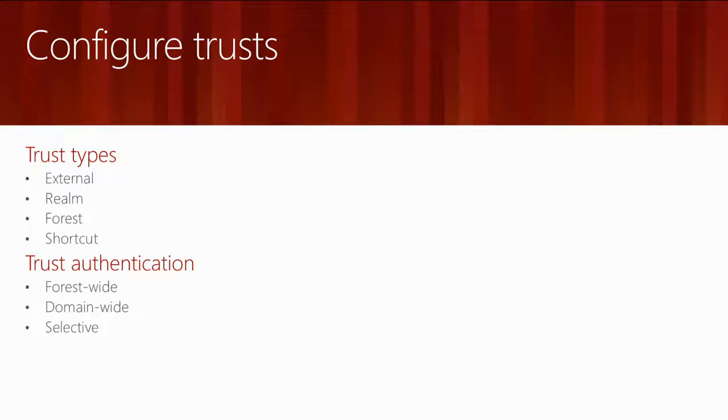So let's talk about trust authentication. So forest-wide, that's pretty self-explanatory. Every user in the forest, all the domains can get to whatever they've been configured to get to. Don't confuse that with all of a sudden they have any different access. They still have to be granted access to stuff. Domain-wide is the same thing, but it's just for the domain.